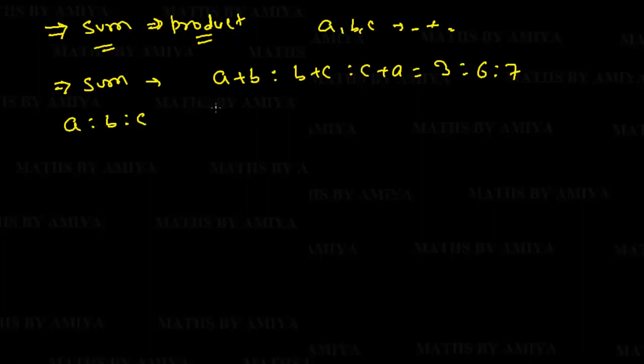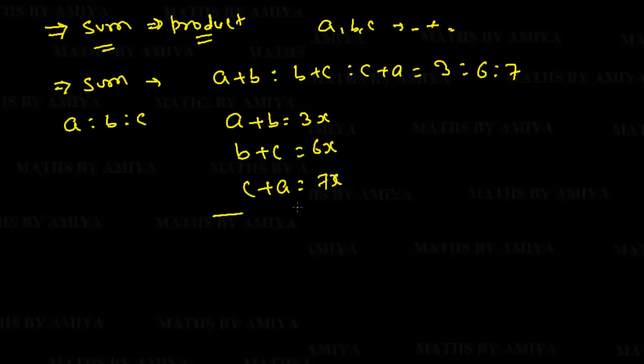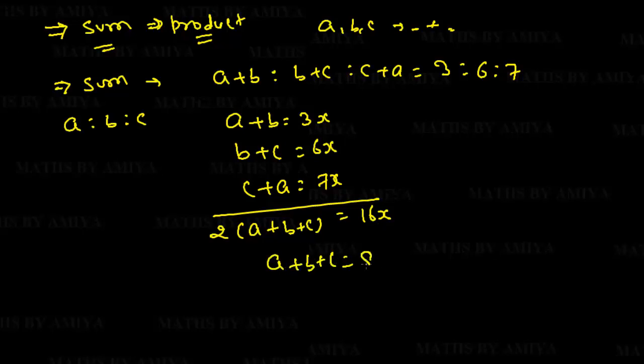First we will check what is the basic concept and how we should proceed. Say A plus B is nothing but 3x, where x is the common multiplying factor for all. B plus C is 6x. C plus A is nothing but 7x. Adding all, we will get 2 into A plus B plus C, that is 2A, 2B, 2C, equal to 16x. So A plus B plus C becomes 16 by 2, which is 8x.